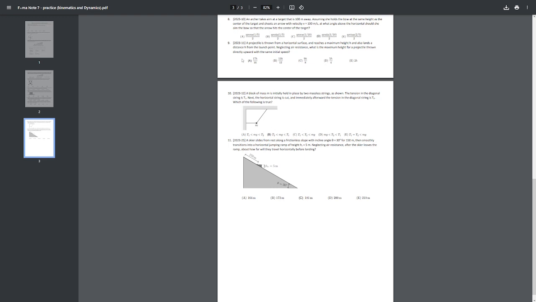A projectile is thrown from a horizontal surface and reaches a maximum height h and also lands a distance h from the launch point. Neglecting air resistance, what is the maximum height for a projectile thrown directly upward with the same initial speed? This is an interesting question. It takes a little twist on the range equation, right?